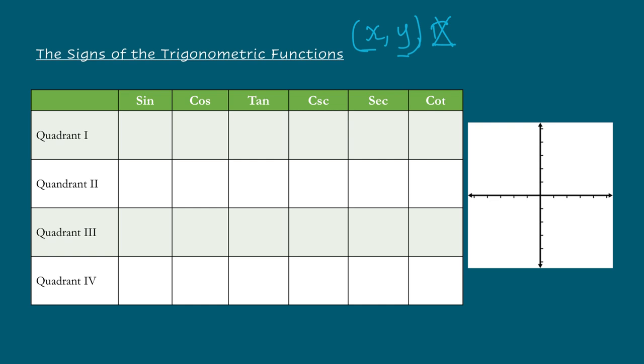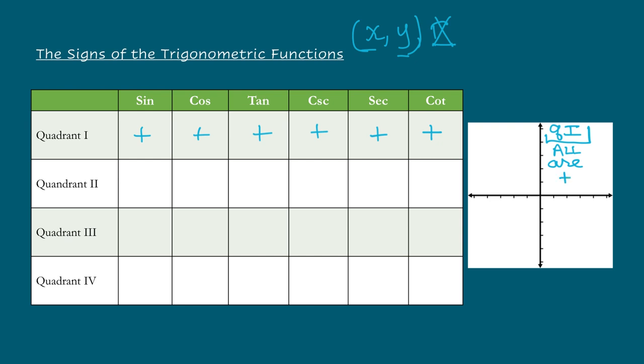In quadrant 1, it's easy to remember all of the trig functions are going to be positive, and the reason for that is because both coordinates x and y for the point are going to be positive. So in quadrant 1, all functions are positive.